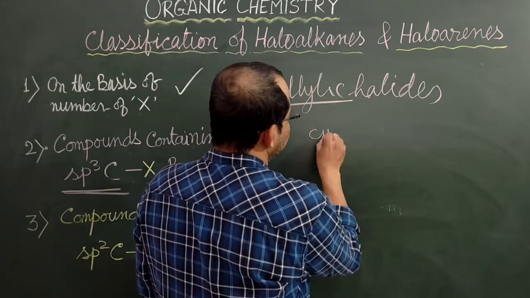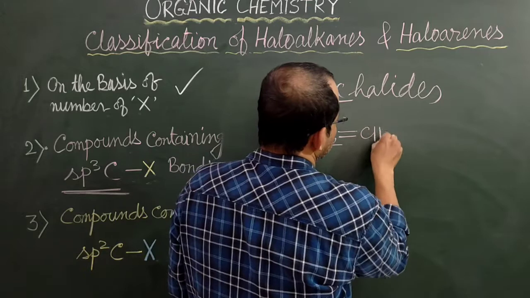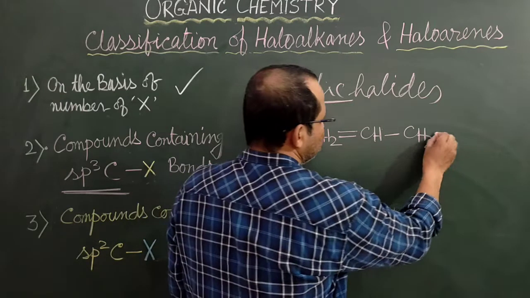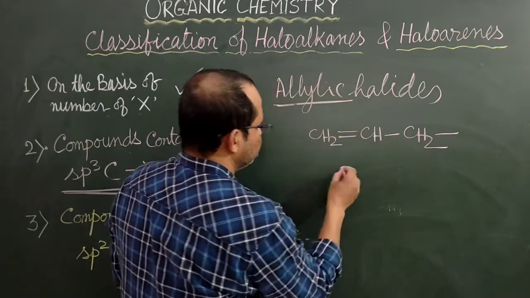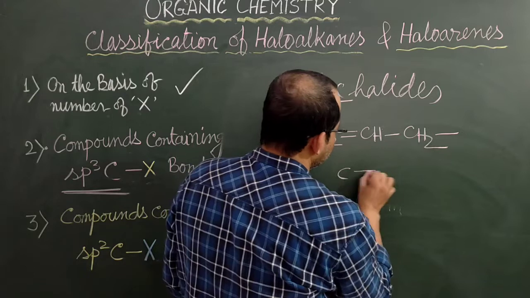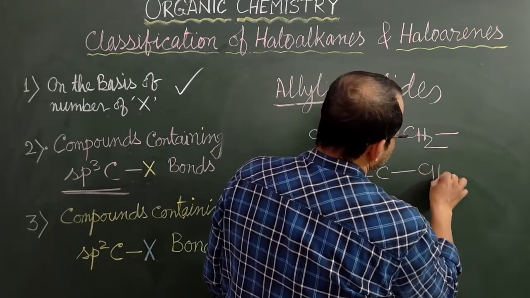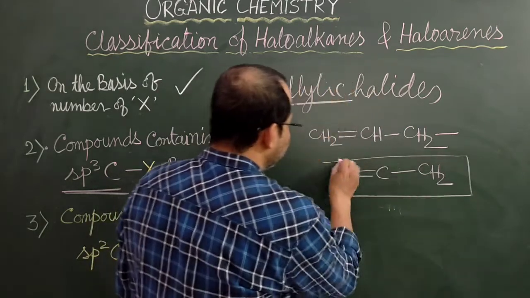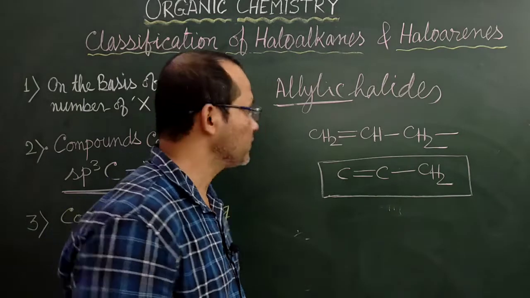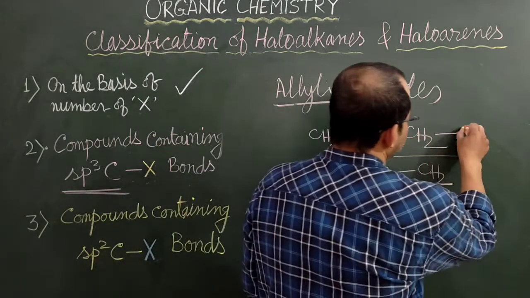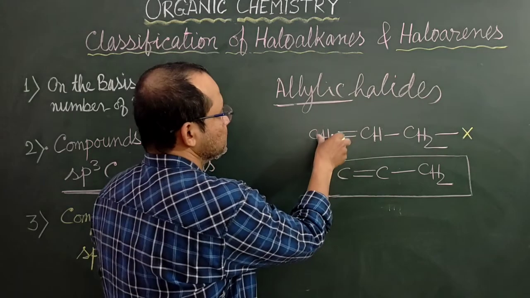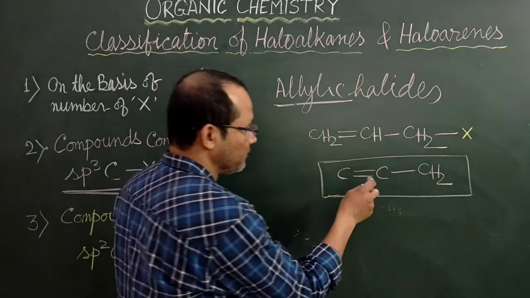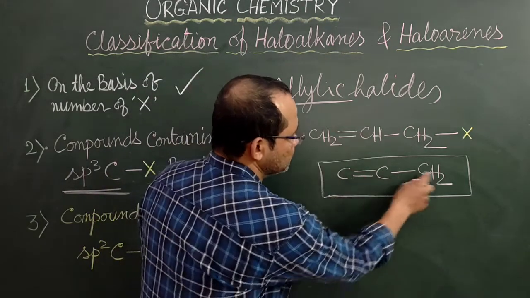Allylic simply means any compound which contains this type of part. This is the complete structure of allylic group, but allylic group essentially will contain this portion. Any compound which contains this is known as allylic group, and this one if linked to halogen, then this is the one complete example of allylic halide. So any compound, I am repeating, any compound which contains this type of structure.